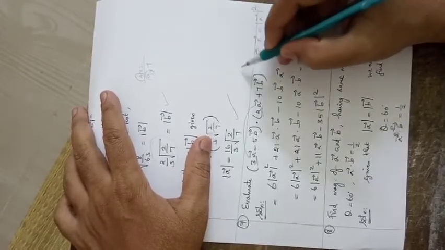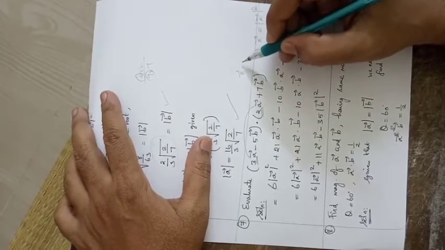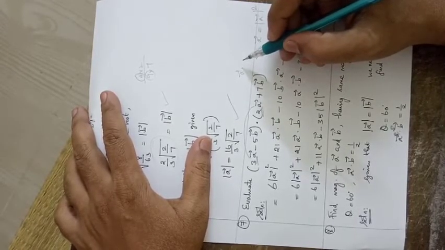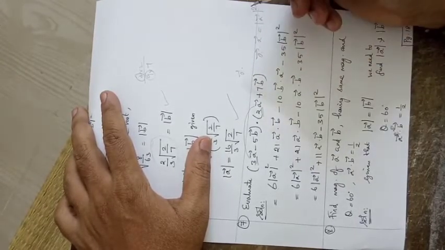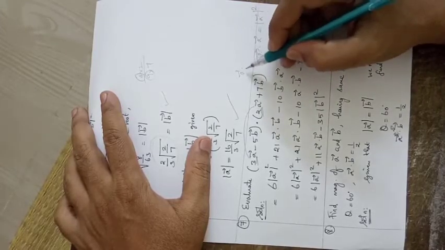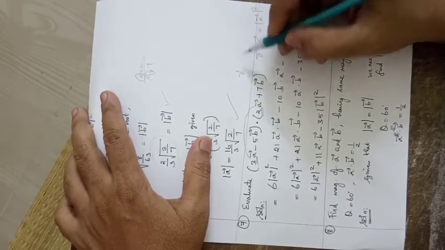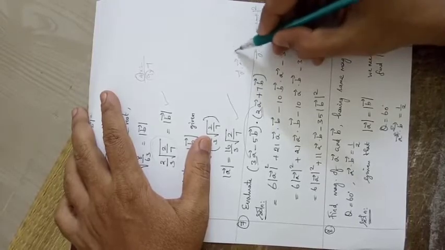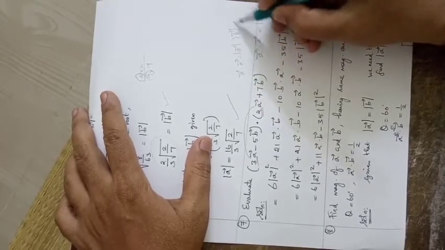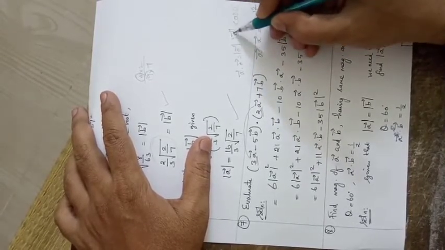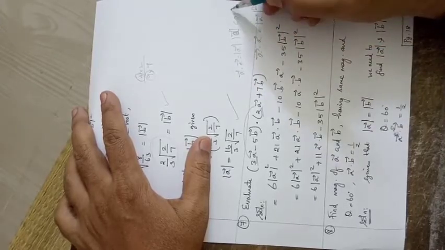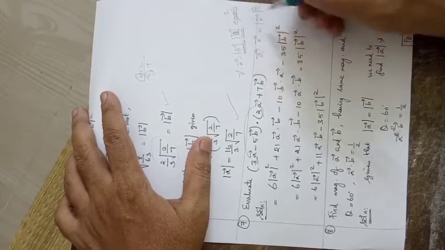You know the A dot B formula: modulus of A, modulus of B cos theta. Correct. So A dot B for the same vectors, theta will be 0. So modulus of A vector, modulus of A vector cos 0. Cos 0 value is 1, so it goes off. So modulus of A into modulus of A will be modulus of A square.